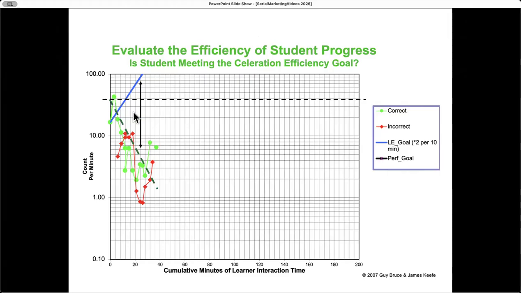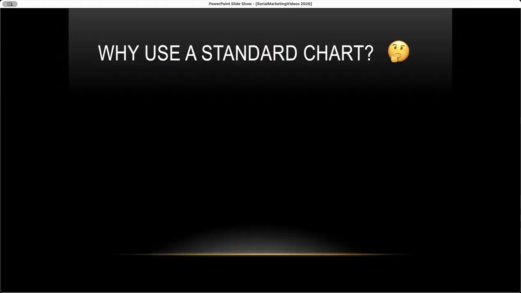So you evaluate the acceleration efficiency by comparing the slope of the actual acceleration efficiency, which is this decelerating slope, to the progress goal slope, the acceleration efficiency goal, which is this blue line right here, which I usually set at multiply by 2 per 10 minutes. And you see the gap between the two slopes. Now we're comparing the slopes. So no, it was not meeting the acceleration efficiency goal.